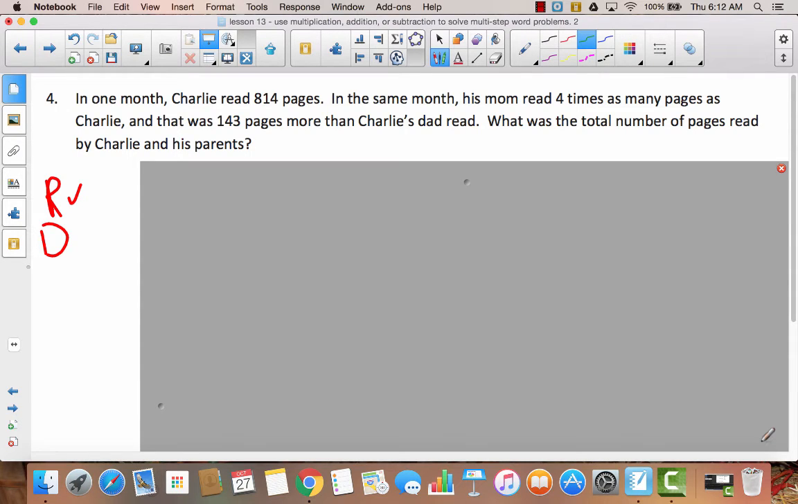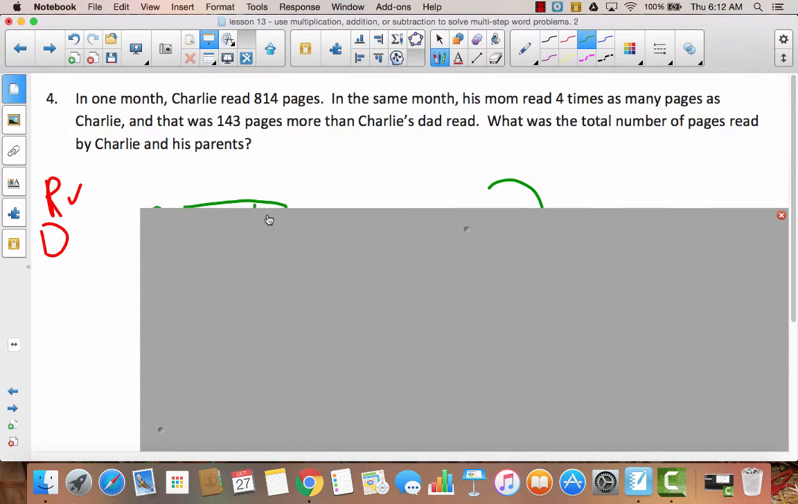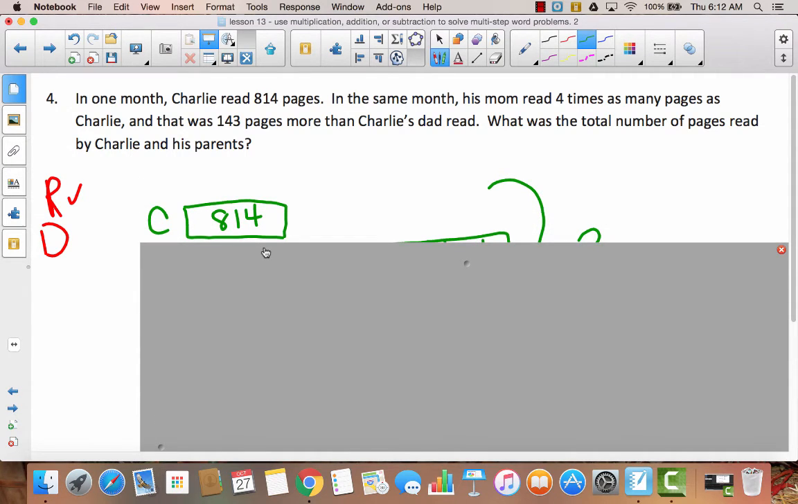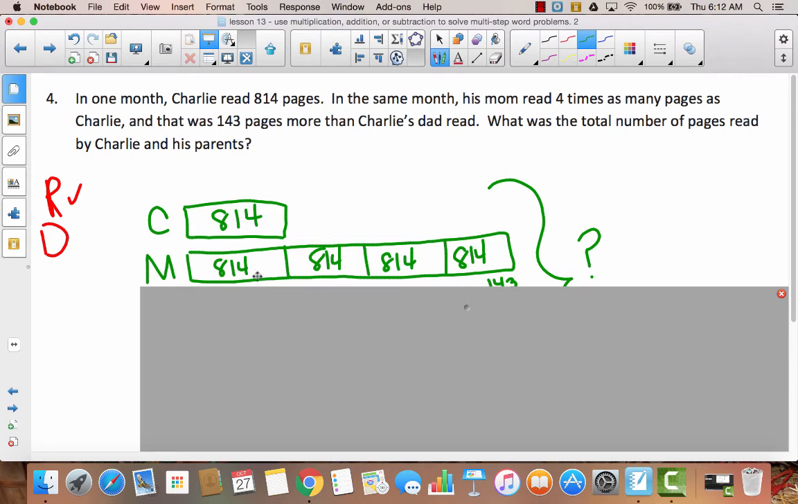Okay, so first of all, it said that Charlie read 814 pages. Because we're comparing Charlie and his mother and his dad, I chose to go ahead and do a 3-column tape diagram. I went ahead and labeled Charlie as 814. Then it said his mom read 4 times as much. So I went ahead and put his mom with 4 814s.